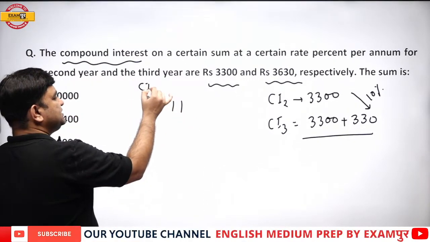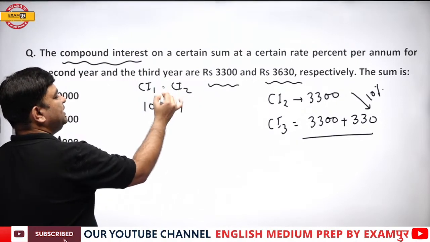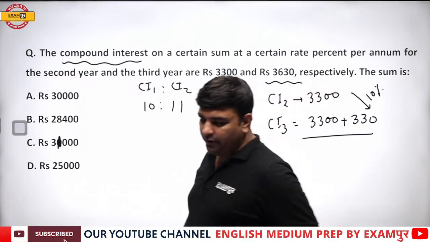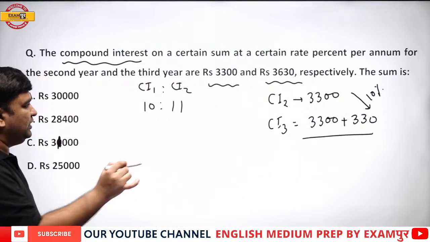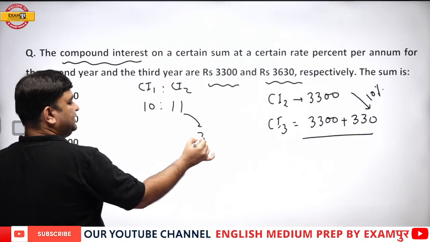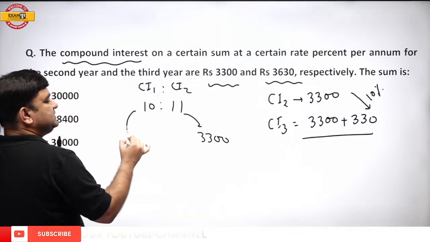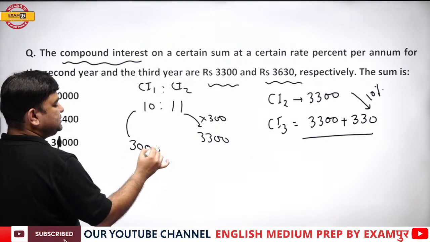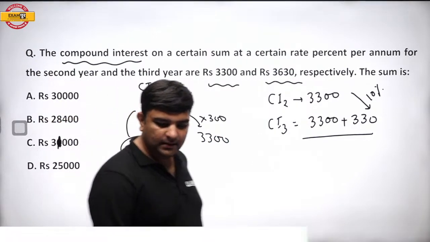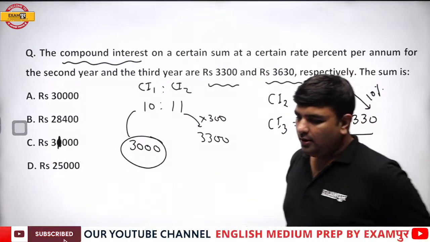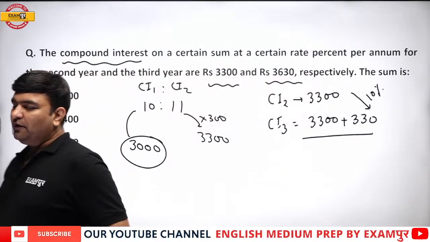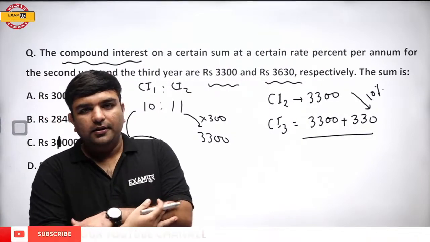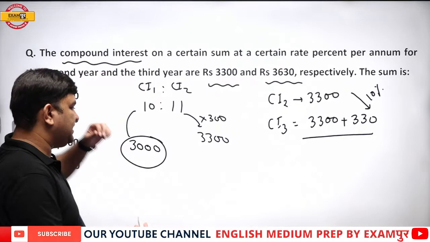So CI of first year and CI of second year would be in the ratio 10:11. 11 is 3300, so 10 is 3000. CI of first year is known. Now we already know that for the first year CI is same as SI.